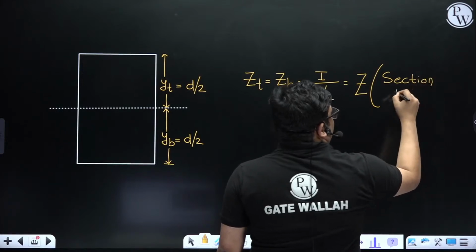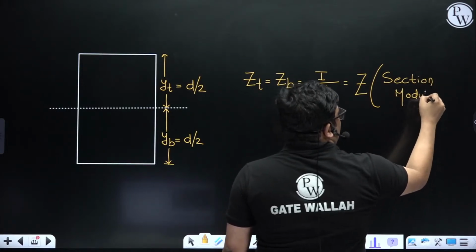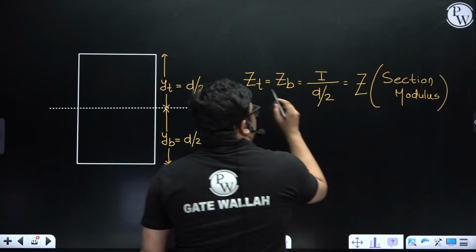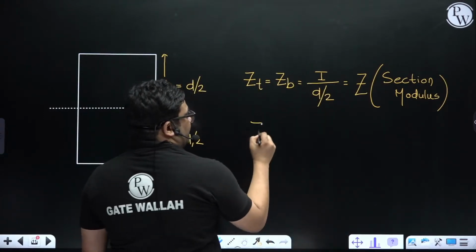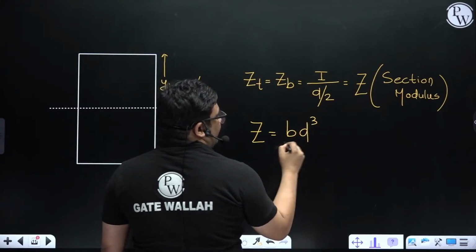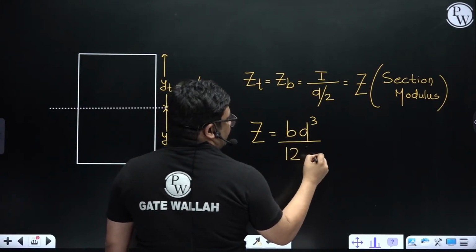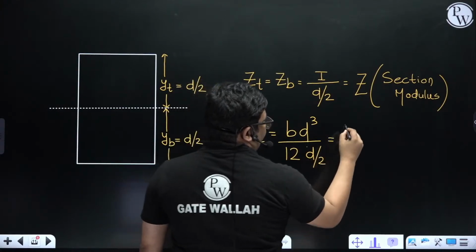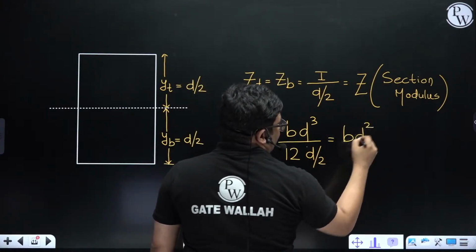Since y top and y bottom are the same, and Z top and Z bottom are the same, which is by the way how much? I is BD cube by 12 about the x-x axis, and then divided by D by 2, I get BD square by 6.